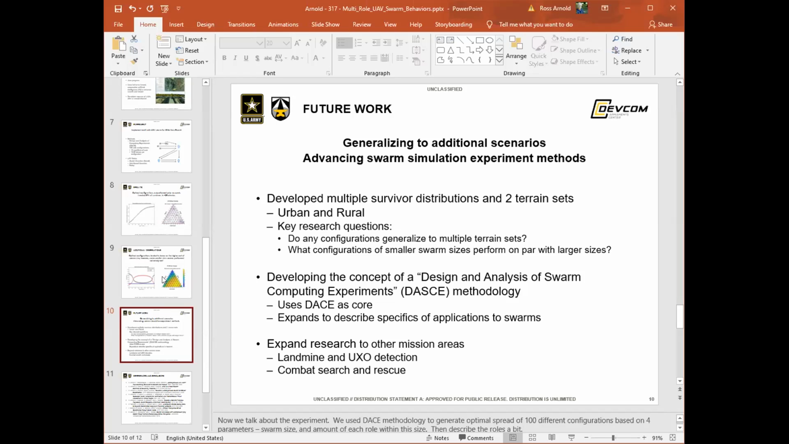And we're also expanding research to other mission areas, looking for landmines, unexploded ordnance, combat search and rescue, things like that. So in a couple of different directions, we're taking the research.